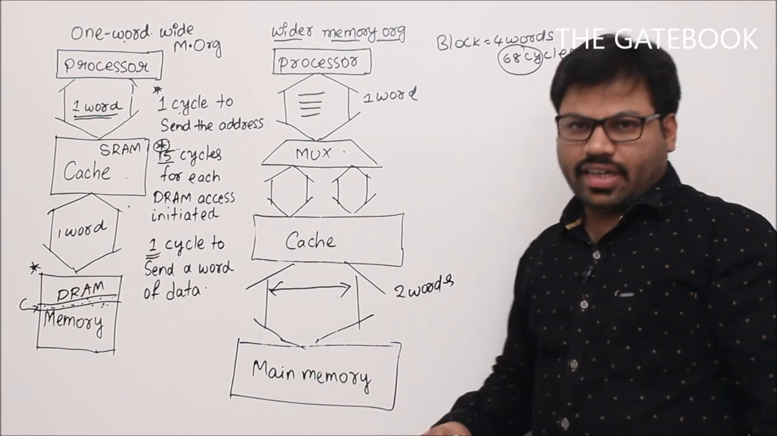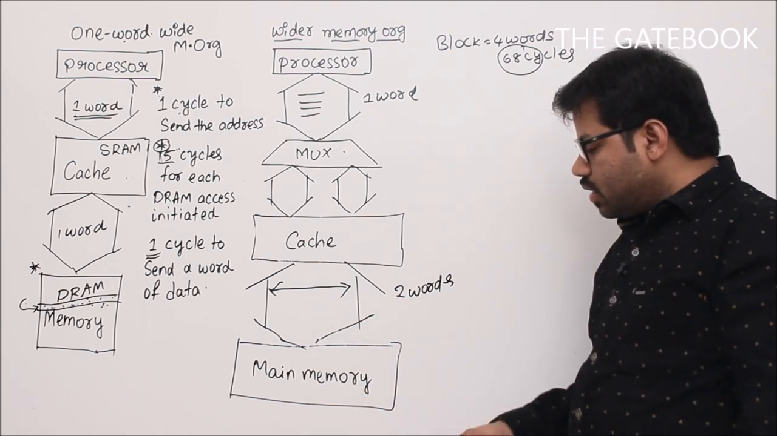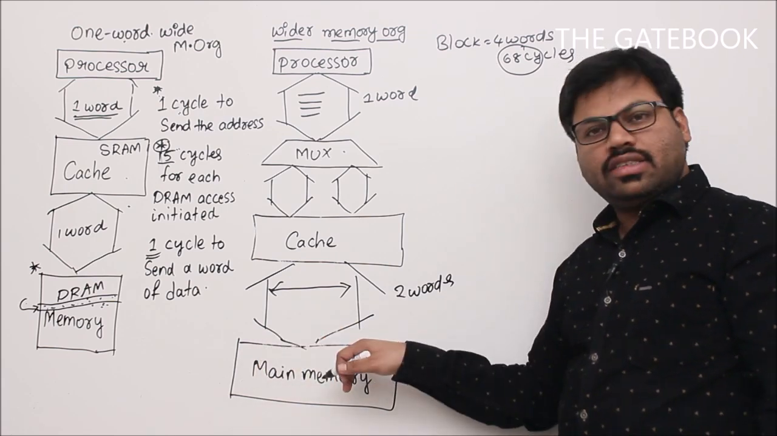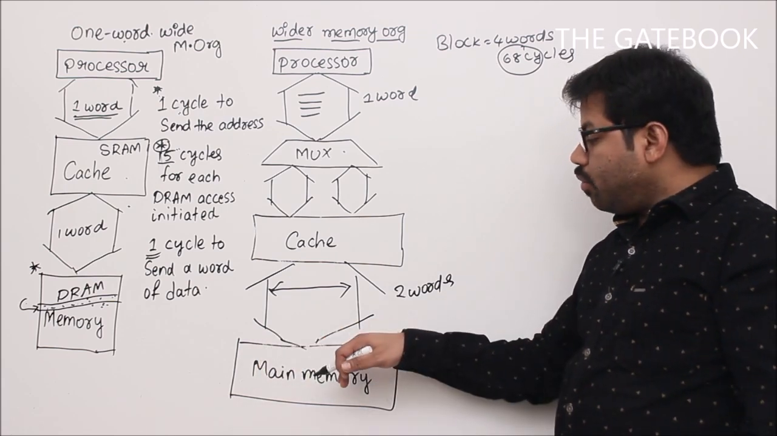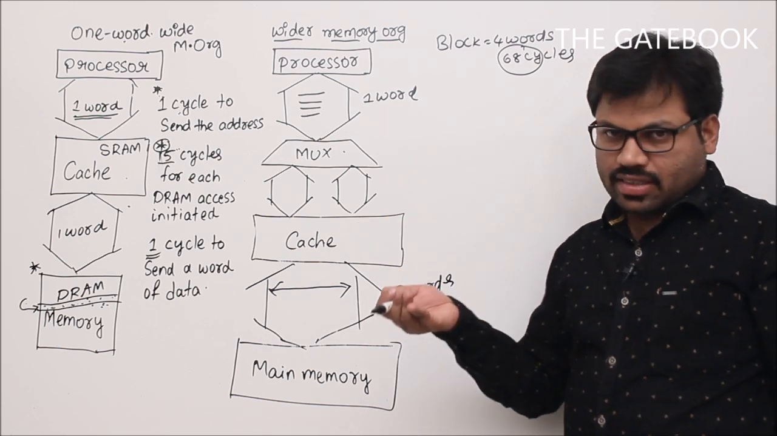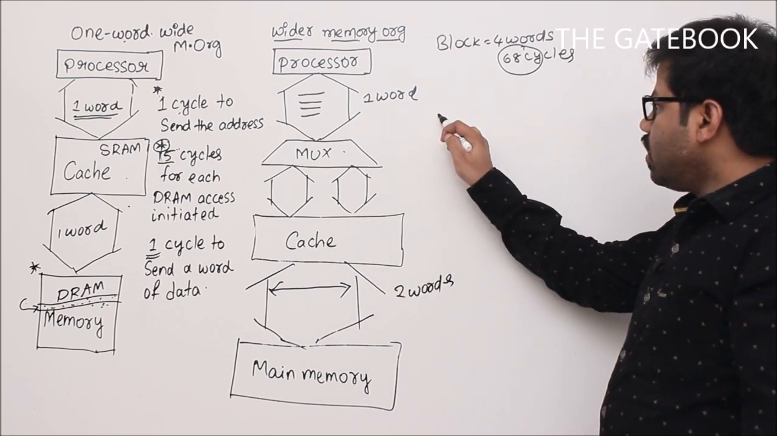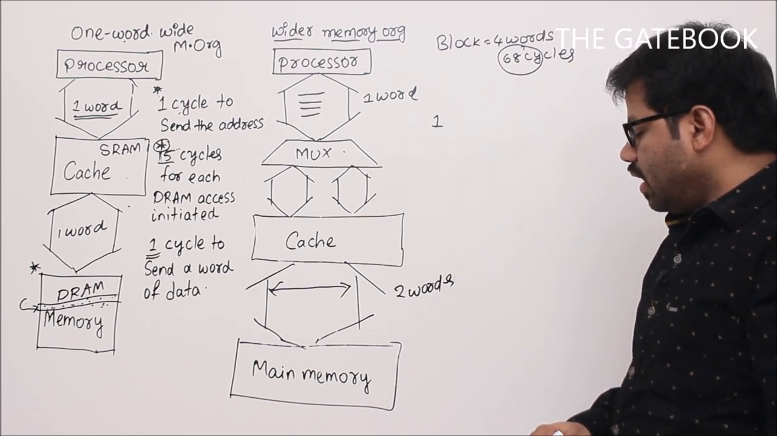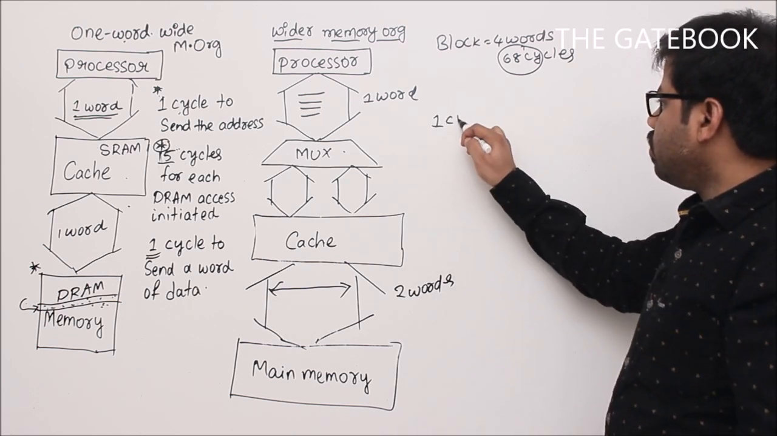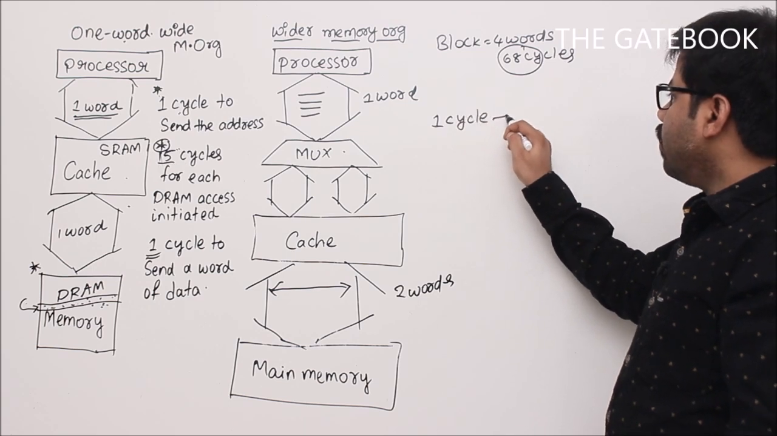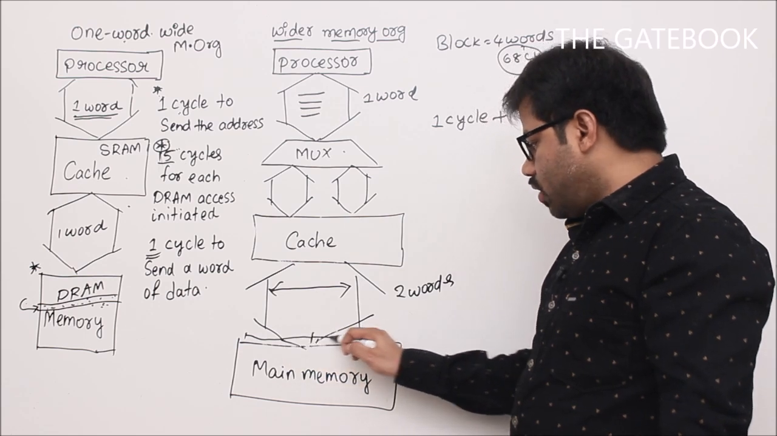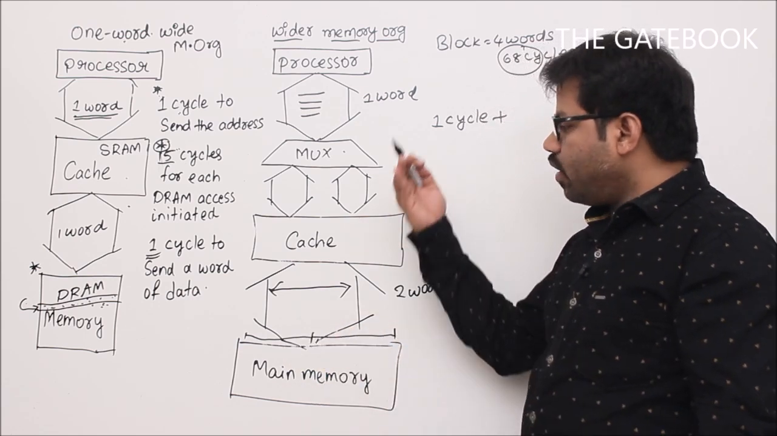Now how much time will it take? So what we are going to do is, now we will be specifying the address. Once we specify the address, then 2 words can be taken at a time. Understand? So first we specify the address. Once we specify the address, how much time does it take? 1 cycle to specify the address. So whenever you specify the address, then the corresponding 2 words will be given to you.